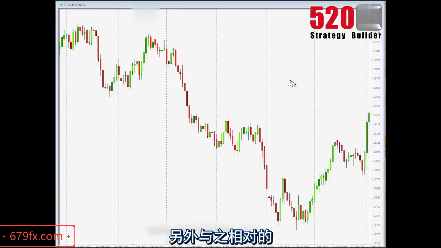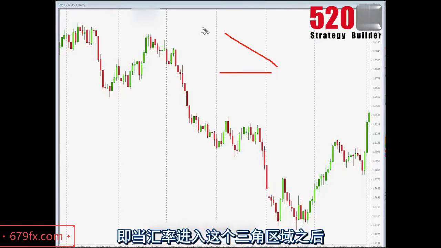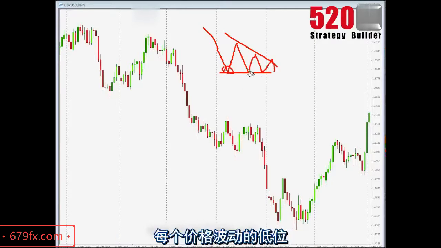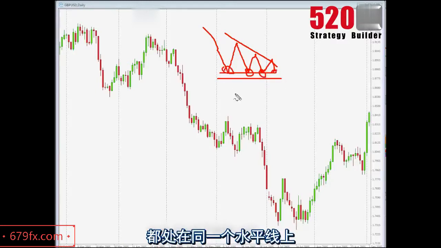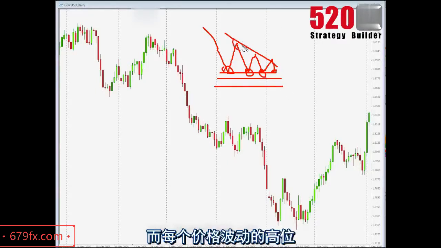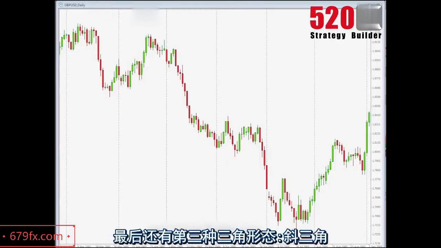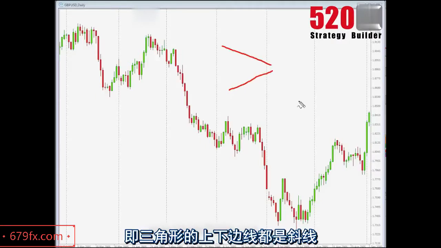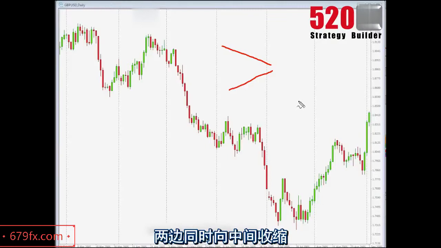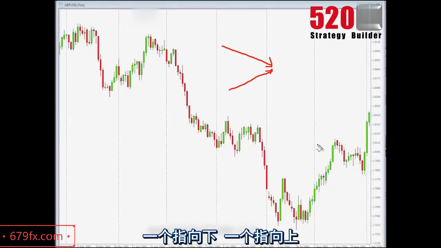Moreover, the opposite also holds true. We can also have a flat bottom triangle, where once price gets into the triangular consolidation area, you see different swings bottoming out in a straight line, whereas the highs of those swings are leaning down. And the third type of triangle is basically all the rest, where both boundaries of the triangle are leaning onto each other, one pointing up and the other one pointing down.